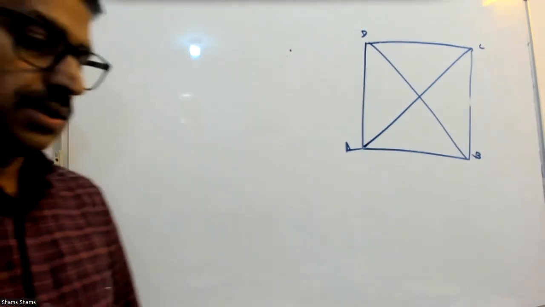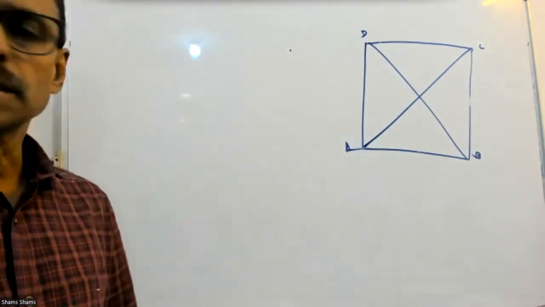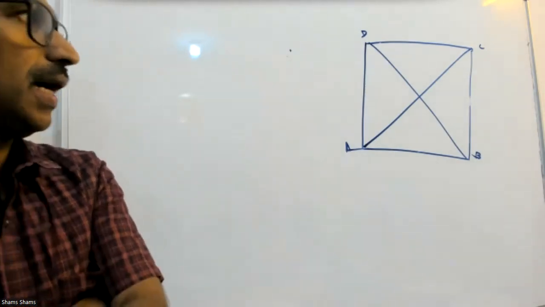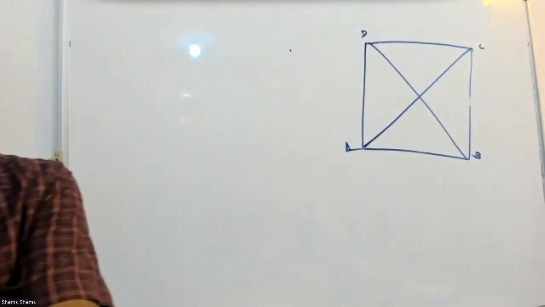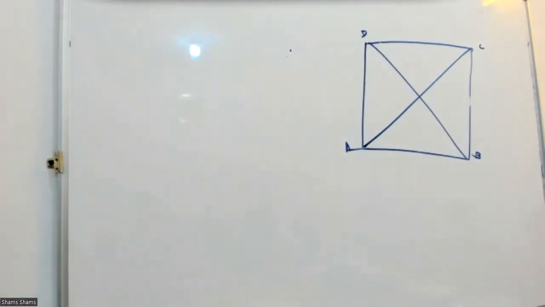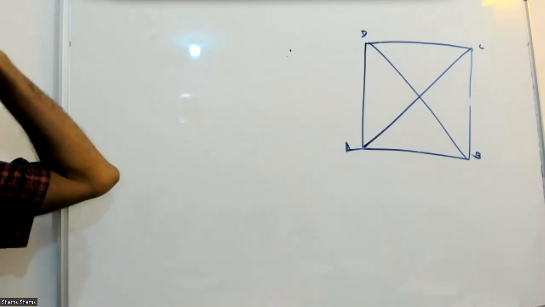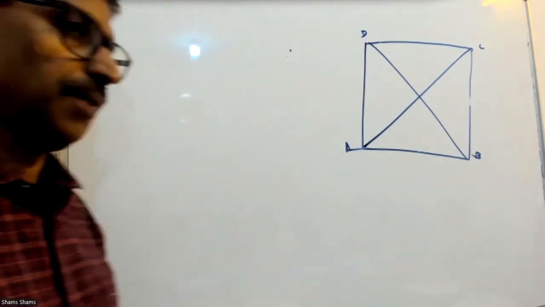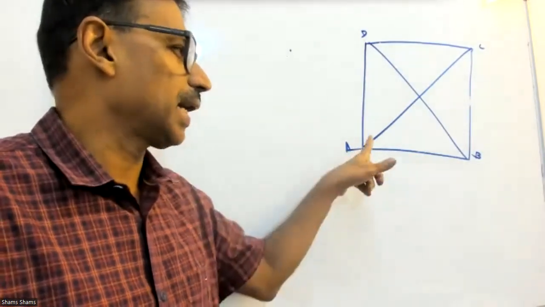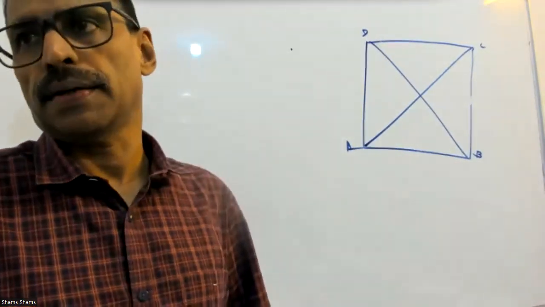Okay, what is given? ABCD is a parallelogram in which AC equal to BD. To prove ABCD is a rectangle. Now look at the diagram. My plan is we'll show angle A or angle B is 90 degrees. That is the plan. Then we finish.